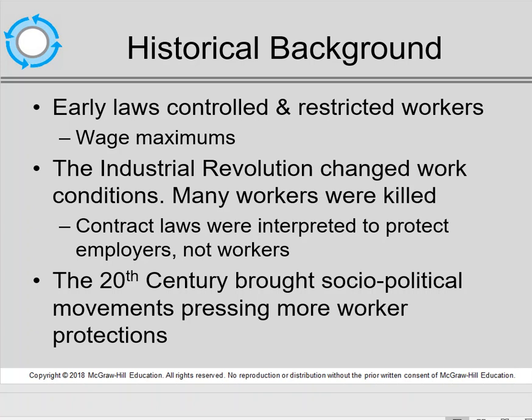Now, we'll talk about minimum wage laws here a little bit, but can you believe that there used to be a wage maximum law, which means no matter how much you work, you could only make a maximum wage? So it wasn't until the 20th century, or the 1900s, that brought socio and political movements that allowed for more worker protections, which we'll talk about here on the remaining slides today.